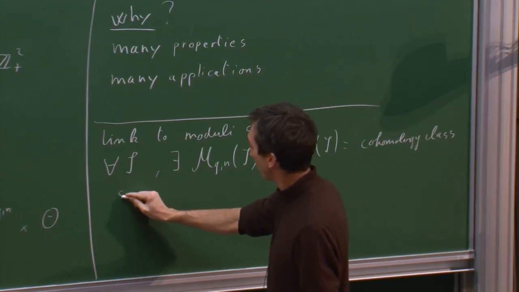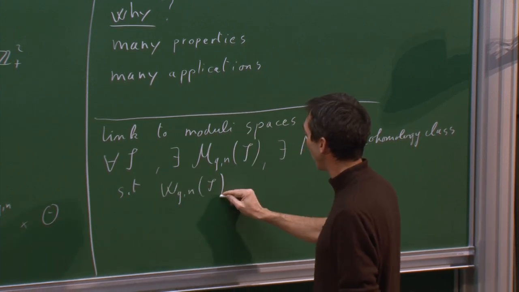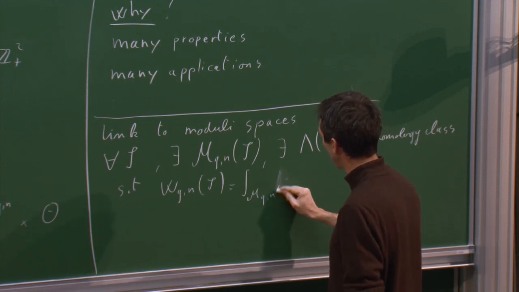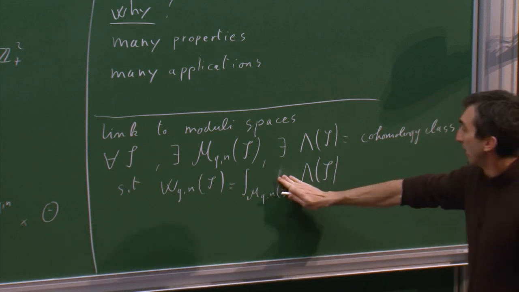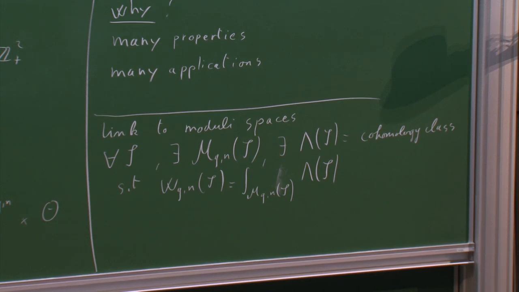So such that WGN of S will be an integral over MGN of S of the class lambda of S. Okay, so I'm just giving you a hint of what we are going to see.